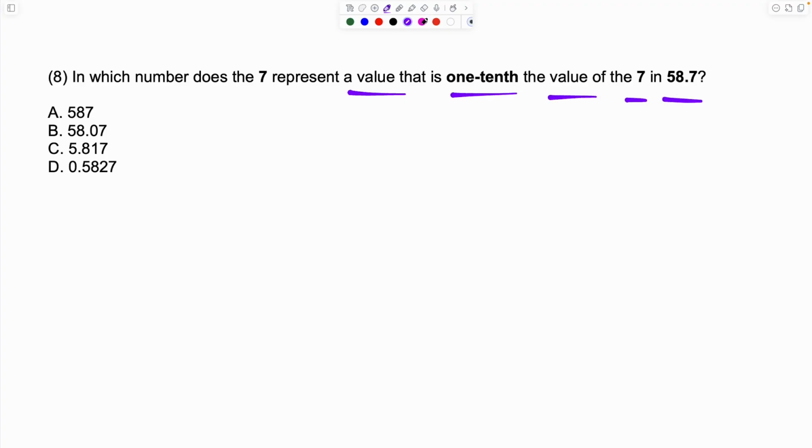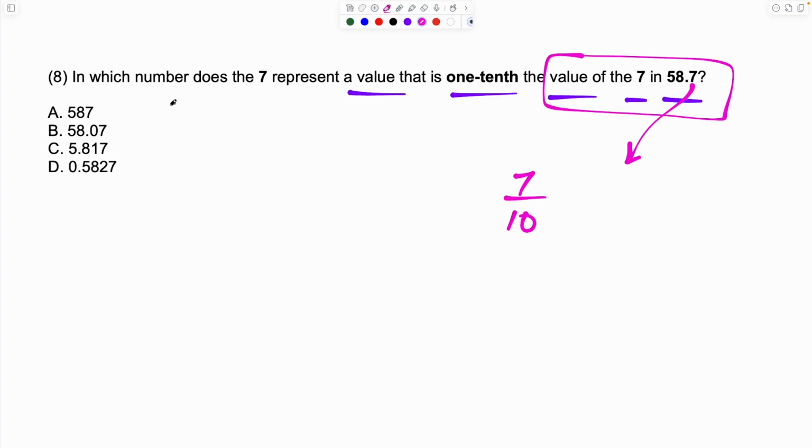So if we just take this piece by piece, this phrase here, the value of 7 in 58.7, this is a 7 in the tenths place. So here I could say that the 7 here is worth 7/10. And if I reread the beginning of the question one more time, in which number does the 7, so in the answer choices, in which number does the 7 represent a value that is 1/10 the value of the 7 here? So we're looking for a 7 in the answer choices that is 1/10 the value of 7/10.